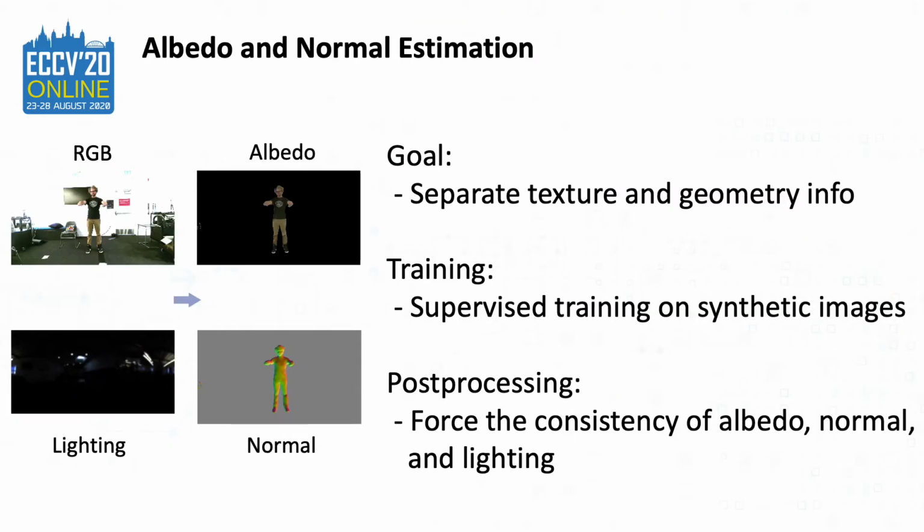The target of the albedo and normal estimation module is to separate texture and geometry information. The albedo is the key to estimate clear texture, and the normal is the key to recover detailed geometry. We also include a post-processing method to force the consistency of albedo, normal, and lighting.